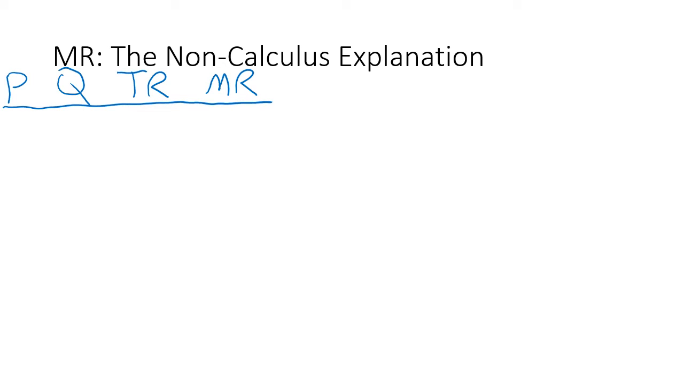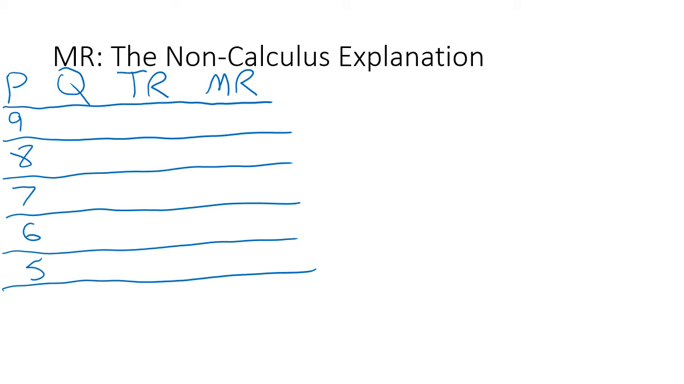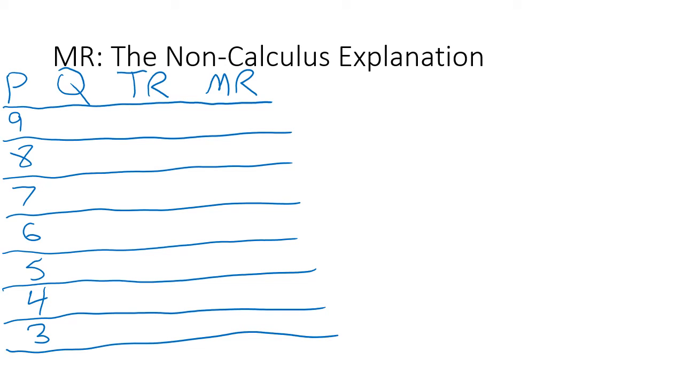Okay, got to do this carefully. Let's say this is 9, 8, 7, 6, 5, 4, 3, and then the last one will be 2. So unlike in pure competition where the price is constant, in pure monopoly and other markets which are not pure competition, the price will vary. So 1, 2, 3, 4, 5, 6, 7, and 8.